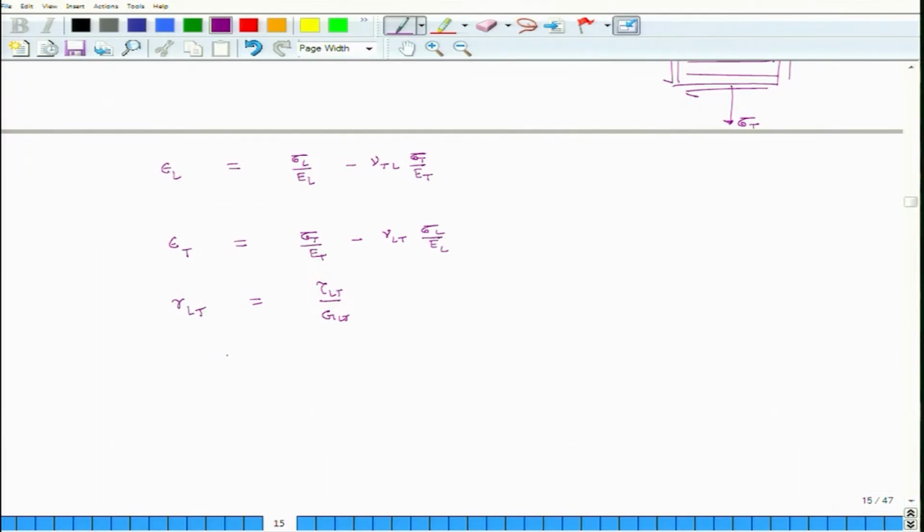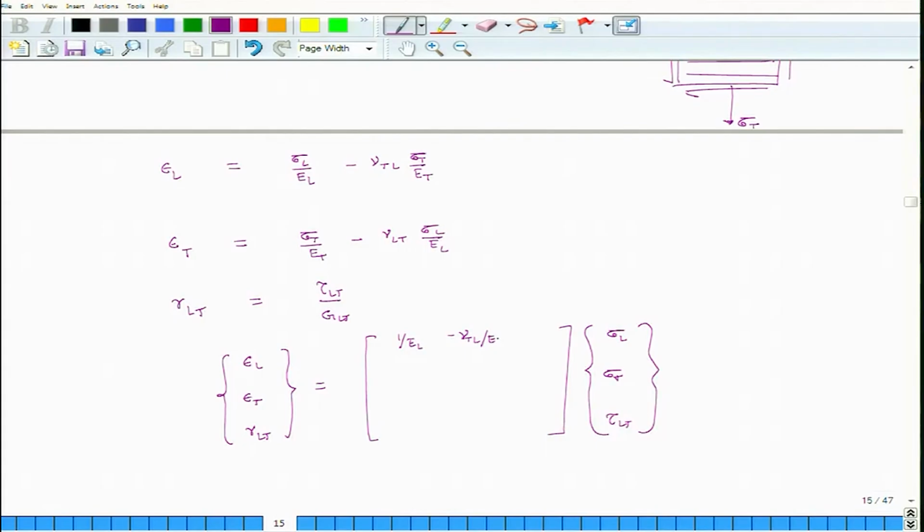So, we can write this also in a matrix form: epsilon L, epsilon T, gamma LT equals, on this side I will have the vector sigma L, sigma T, tau LT, and here I have the matrix: 1 over EL, minus nu TL by ET, 0; minus nu LT by EL, 1 over ET, 0; 0, 0, 1 over GLT. So, this is the situation.